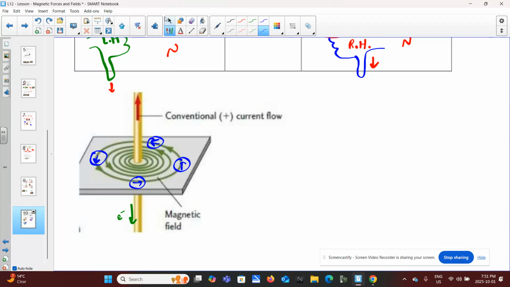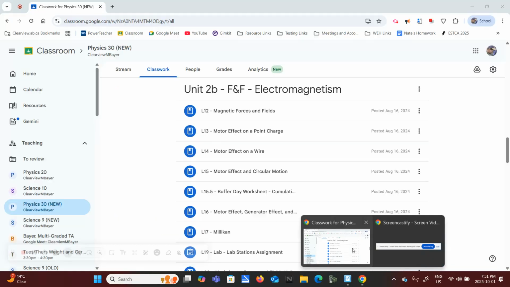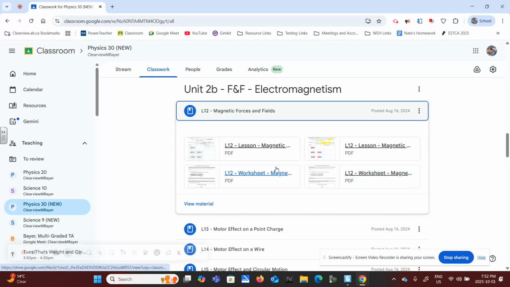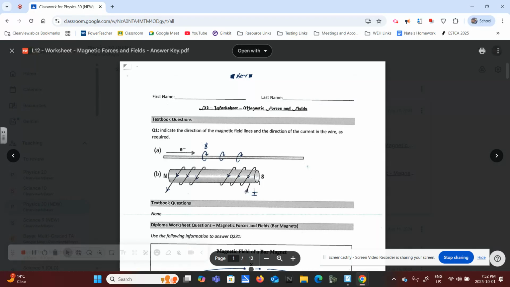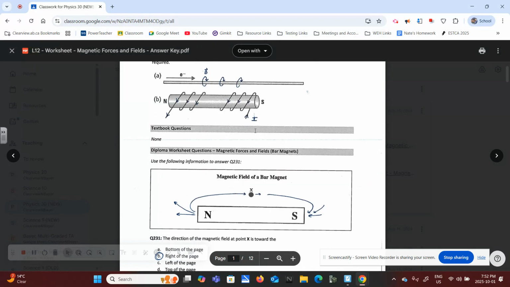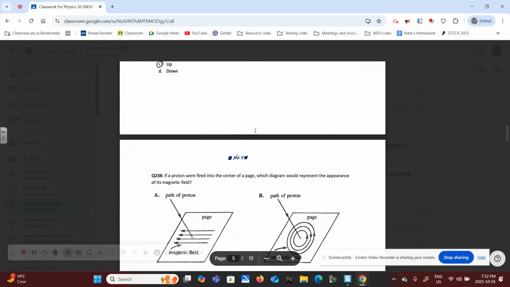Now, that brings us to the end of today's lesson. If I go back over to here and search for worksheet, we do have a worksheet. I just want to talk about what this worksheet looks like real quick. Okay, we've got a quick review. There's no textbook questions. We've got a couple diploma questions. They're pretty straightforward. They don't involve a lot of math.